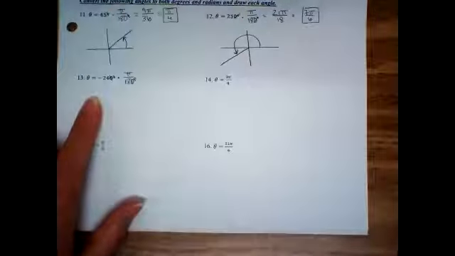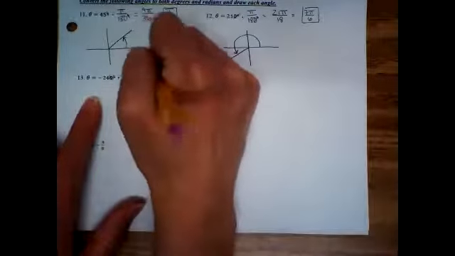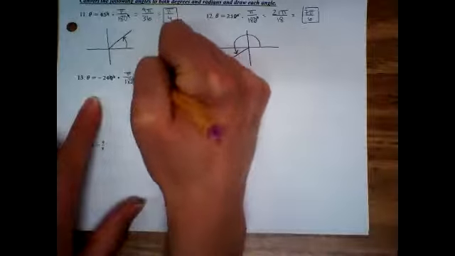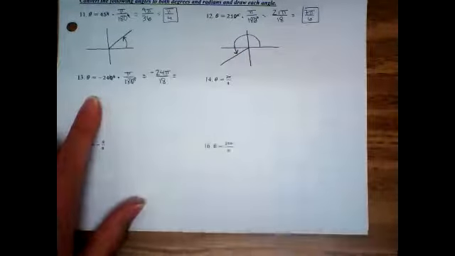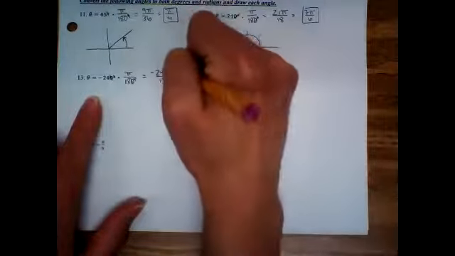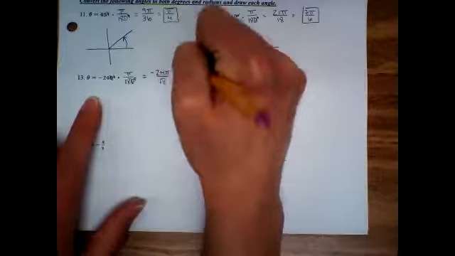Oh, this one's negative. Again, change it into radians. We're going to multiply by pi over 180. The zeros and the degrees cancel. This will be negative 24 pi over 18. They'll both divide by 6, so negative 4 pi over 3.